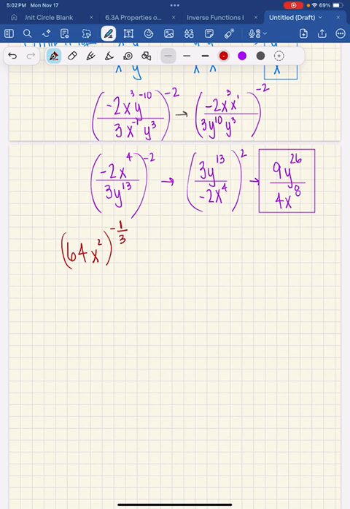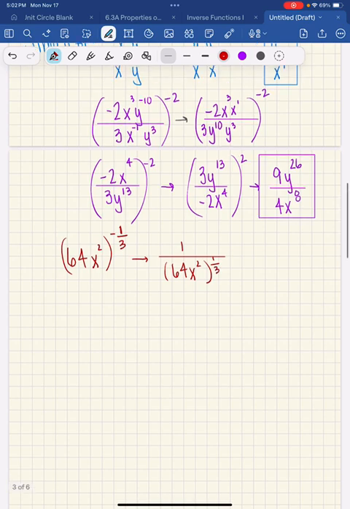Okay. Flip, make the exponent positive. So this is going to become 1 over 64x squared to the positive 1/3 power. Flipped, made the exponent positive.